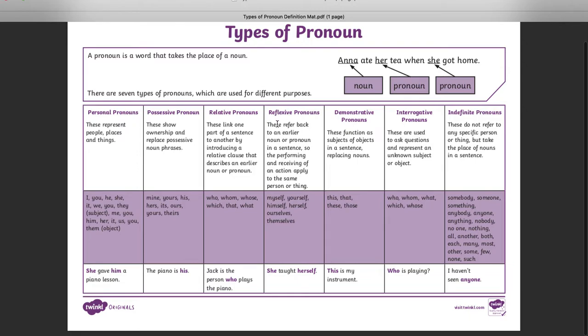Reflexive pronouns. These refer back to an earlier noun or pronoun in a sentence, so the performing and receiving of an action apply to the same person or thing. This one is a bit of a tricky one, but it's myself, yourself, himself, herself, ourselves and themselves. So, she taught herself. Let's give an example. How did Zalaika get so good at playing basketball? Well, she taught herself.